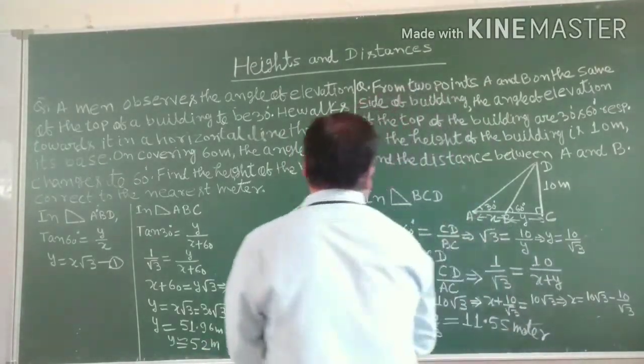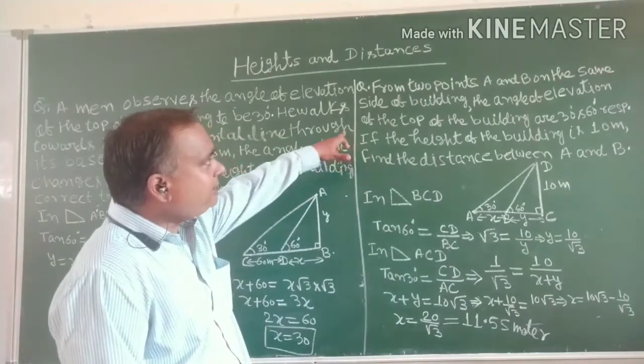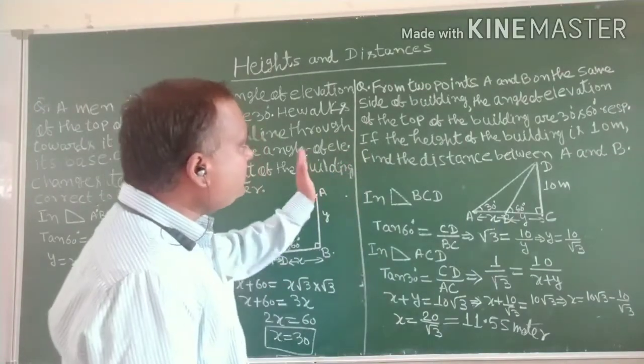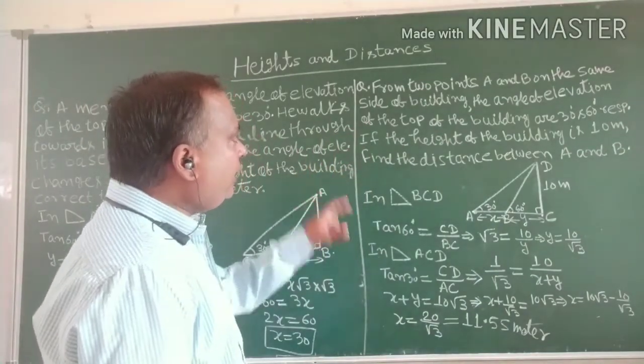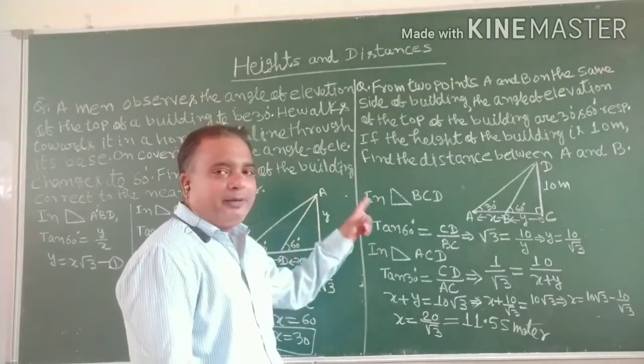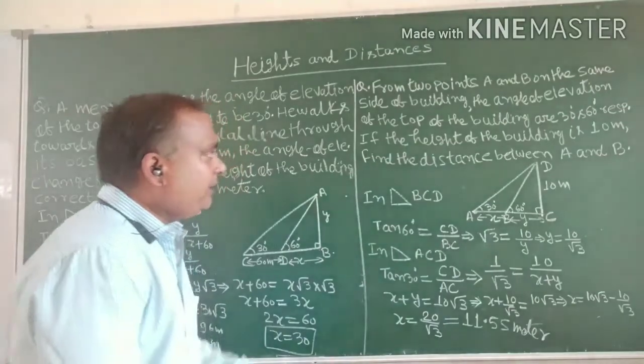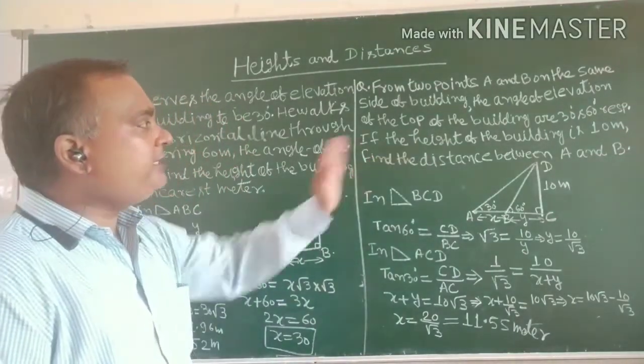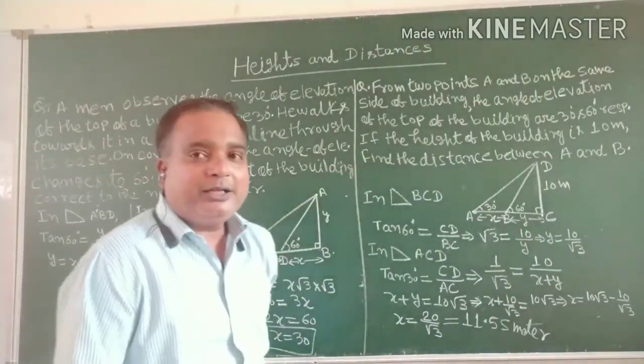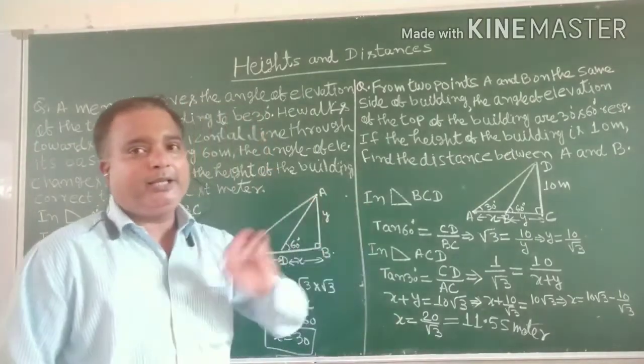Now next question. From 2 points A and B on the same side of a building, the angles of elevation of the top of the building are 30 degree and 60 degree respectively. If the height of the building is 10 meter, find the distance between the points A and B.